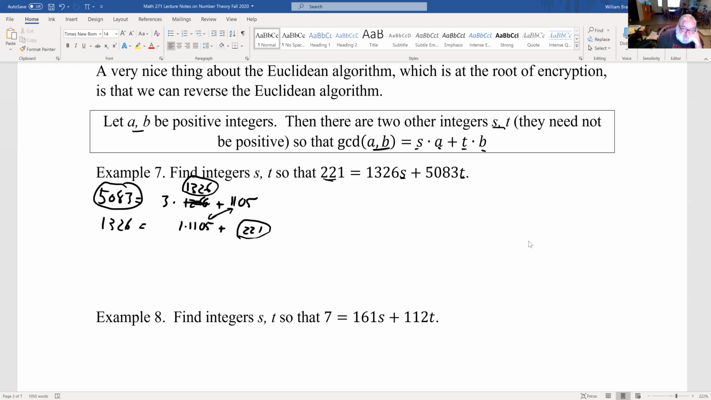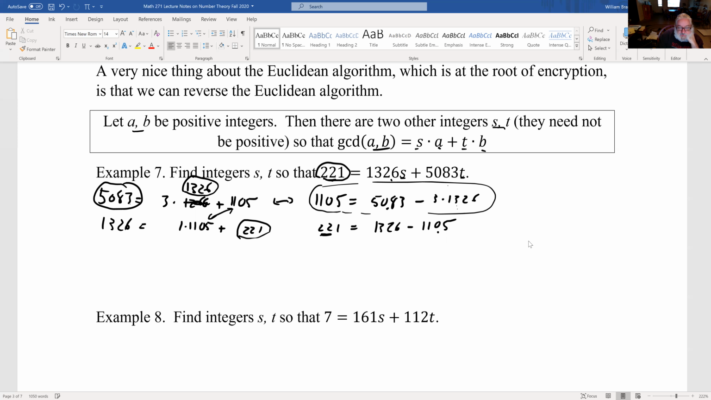So what I'm going to do is rewrite everything in terms of my remainders. So take this and rewrite it as 1105, which is my remainder, equals 5083 minus 3 times 1326, and 221 equals 1326 minus 1105. So there's my 221. I want that to be equal to something. So I need to find a way to get rid of the 1105 because I don't want the 1105, but I want to have a 5083 and a 1326 in it. So what can I do? Well, I know that 1105 is equal to all of this. So I'll just replace this 1105 here with that expression.